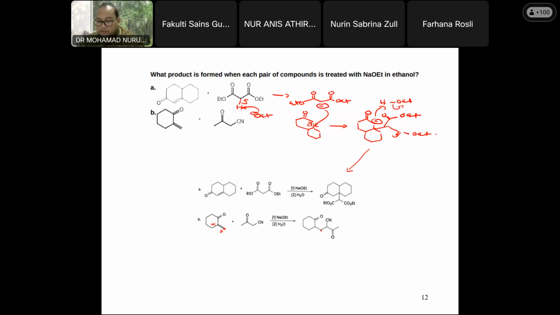For the second mechanism, what they have done first is enolate formation. As I said, for the enolate formation, this is the most acidic proton. The base will extract the proton here and give it back to this carbon.